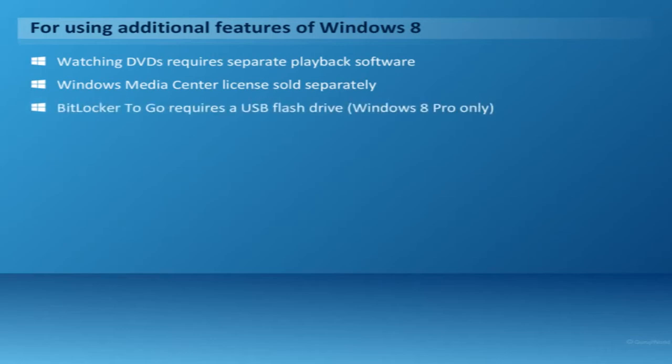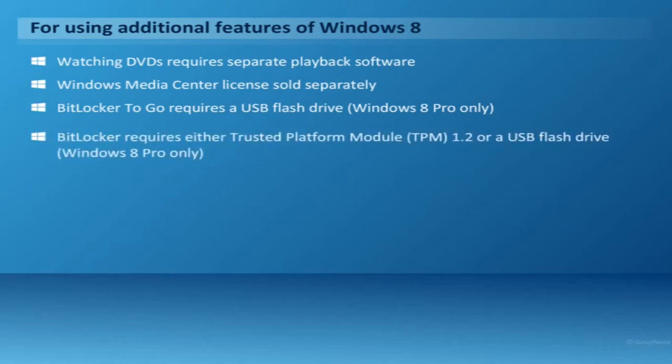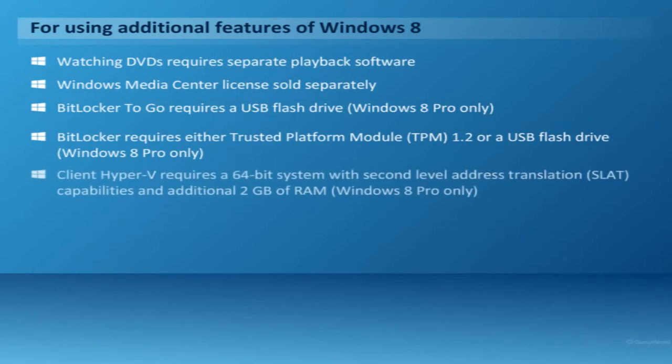BitLocker To Go requires a USB flash drive. Windows 8 Pro only. BitLocker requires either Trusted Platform Module TPM 1.2 or a USB flash drive. Windows 8 Professional only. Client Hyper-V requires a 64-bit system with second-level address translation SLAT capabilities and an additional 2 GB of RAM. Windows 8 Pro only.